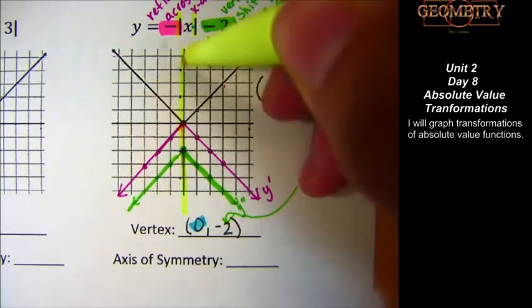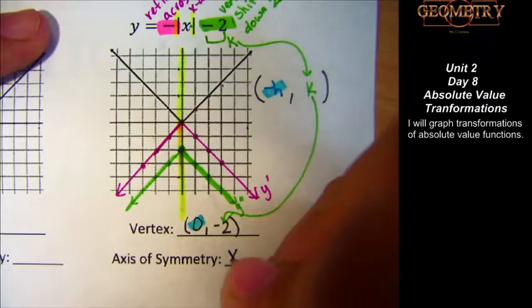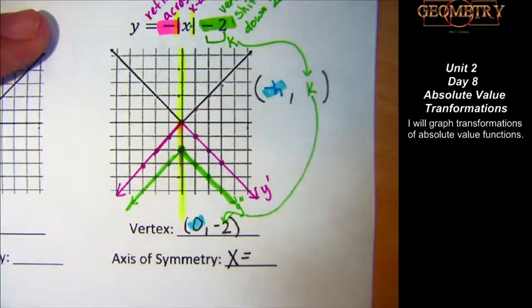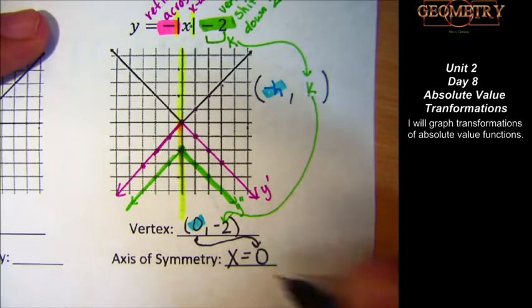Cool. Last thing to say about this is my axis of symmetry. That's a vertical line that I can draw straight through the absolute value function, and if I were to fold it, it would land on top of itself. Because it's a straight line, its equation is always x equals something, and I don't have to think hard because once I have the vertex, I have the equation.